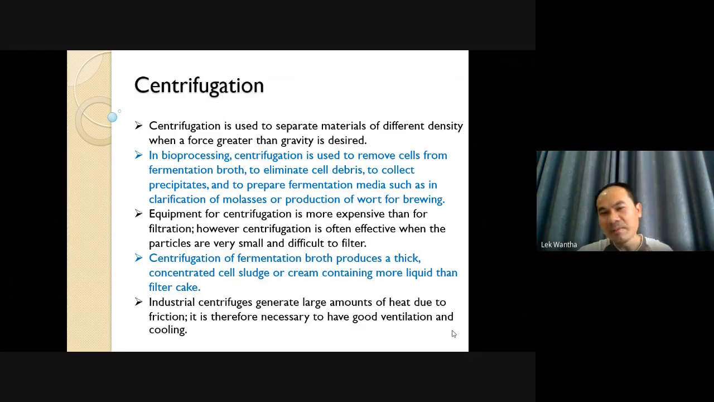But when you compare centrifugation and filtration, the price of centrifugation is mostly more expensive. If you are an engineer, you have to consider whether you can use the filter, because it is cheaper than centrifugation. If it cannot be separated by filter, then you can consider centrifugation for that case.